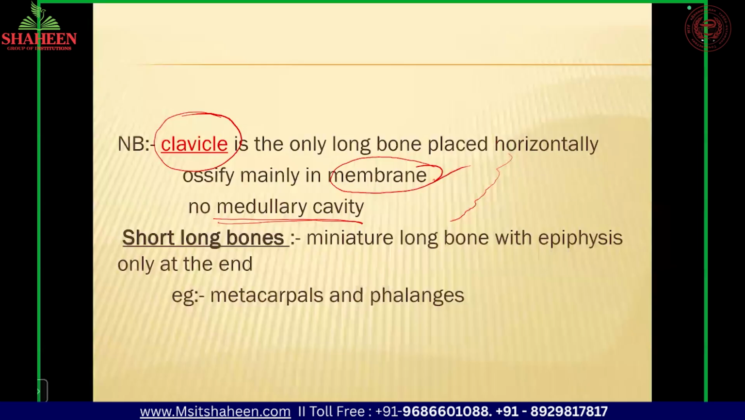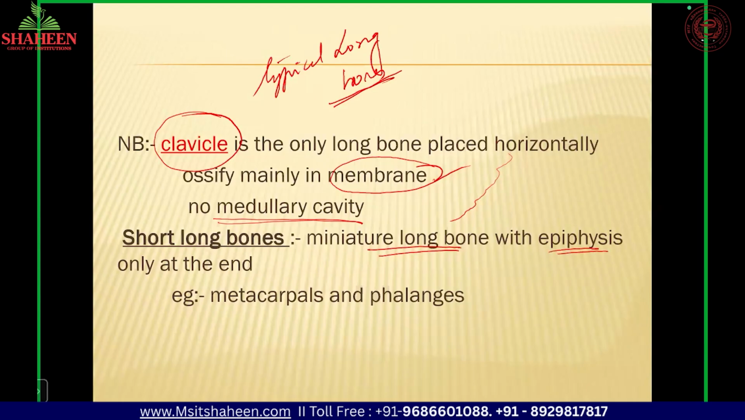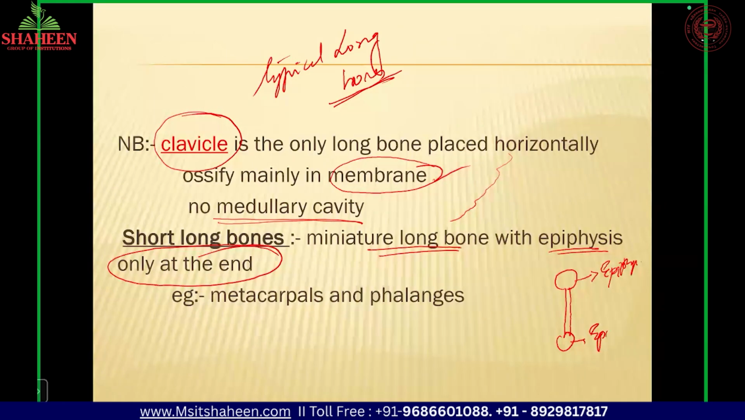All this criteria is for the typical long bones. We also have short long bones. Short long bones are actually a miniature of a long bone with the epiphysis at one end only. For a typical long bone, there will be a shaft and two ends, and these ends are otherwise known as epiphysis. In the short long bones, it is a miniature of the long bone, but there is only one epiphysis.